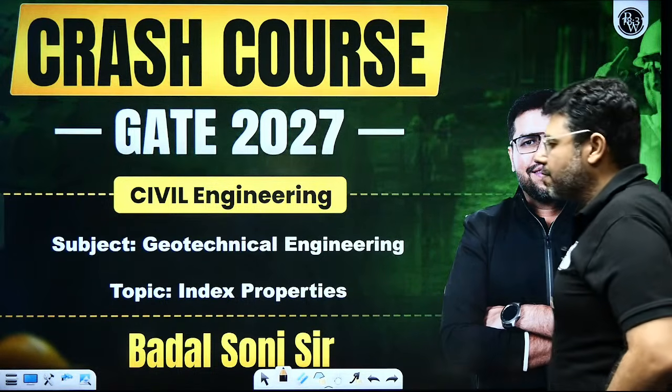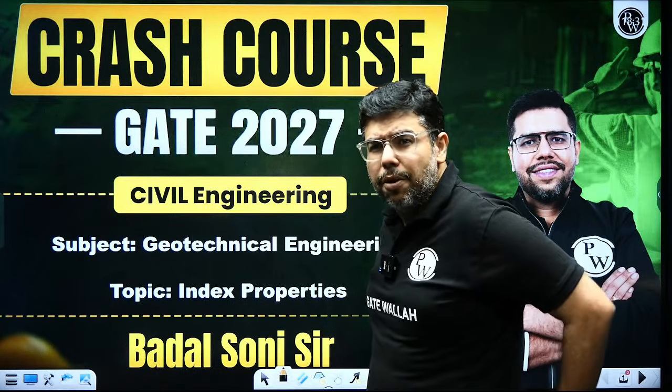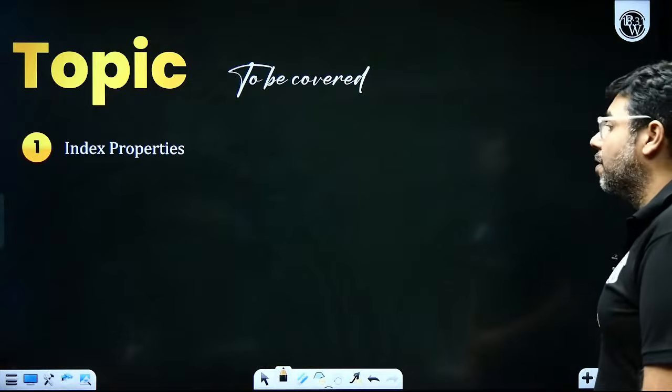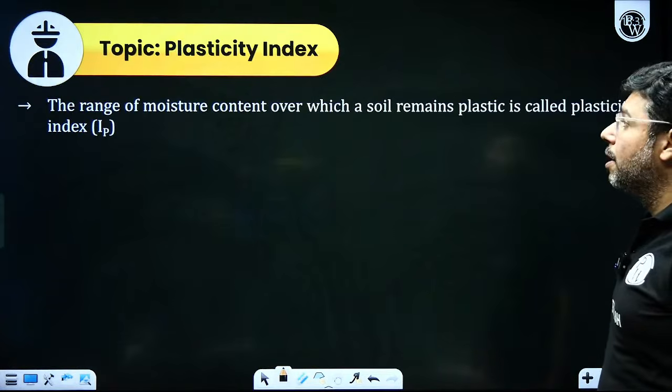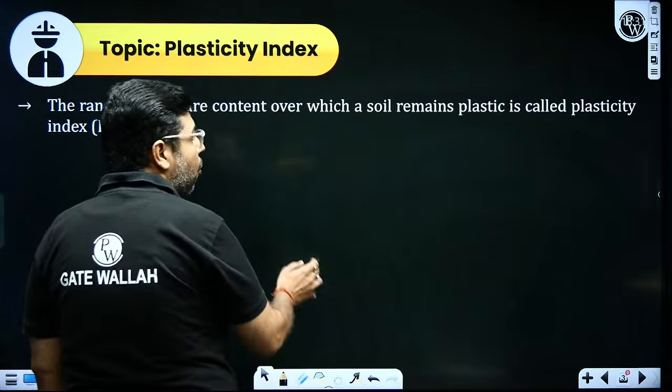In the last class, we discussed the Atterberg limits. Today, I would be using those Atterberg limits to define various index properties of soil. So, let us start with the most basic index property, that is the plasticity index, represented by the symbol IP.